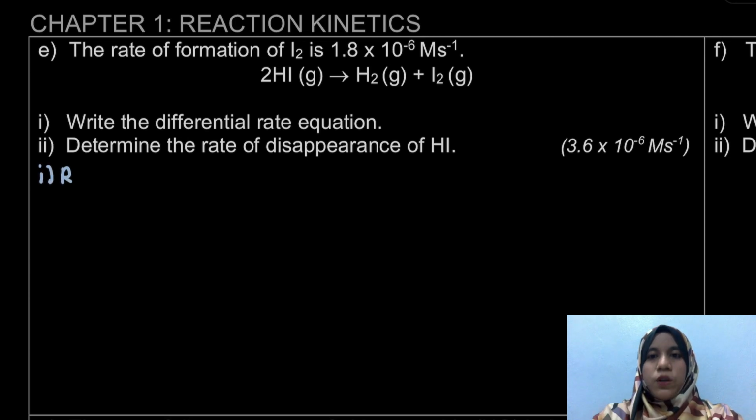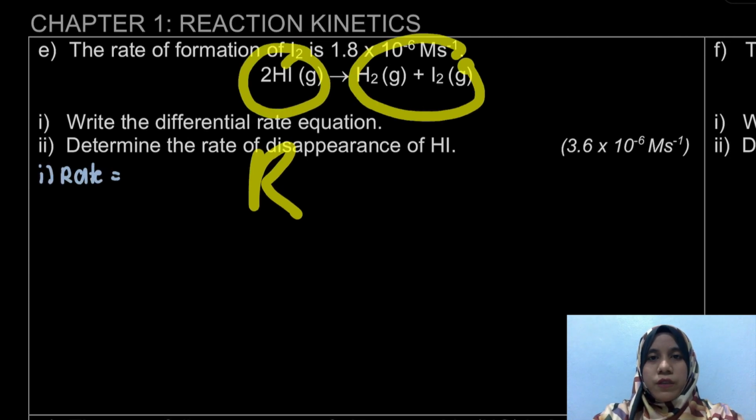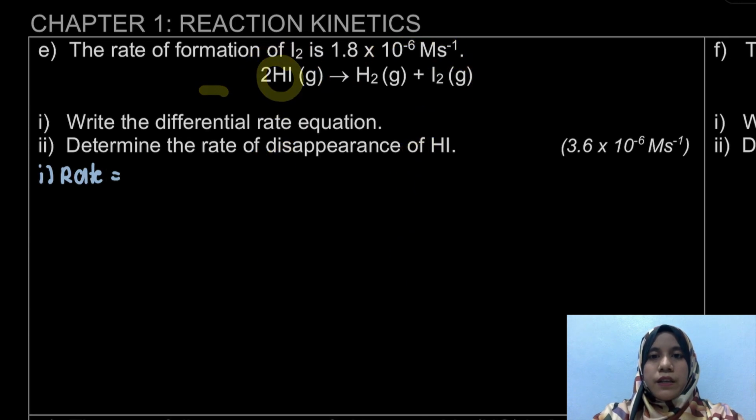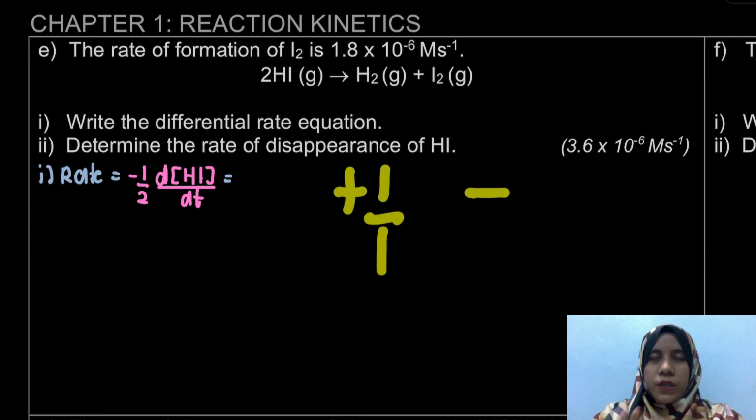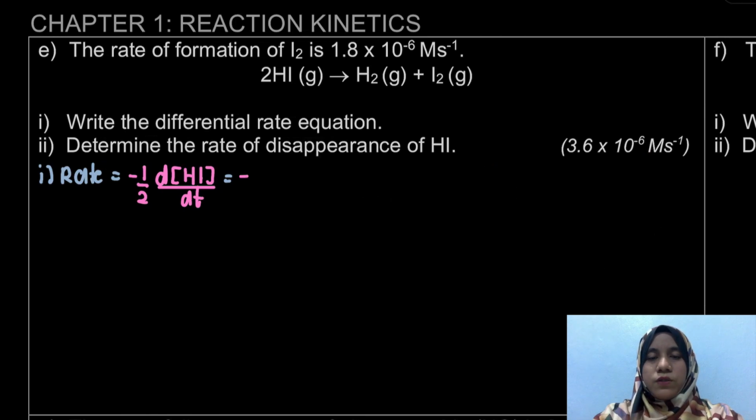Rate is equal to. Based on this equation itself, we have our reactant and product. Reactant is negative, and because we have 2, it will be negative 1 over 2 dHI over dt. So this is for our reactant. Then we have to equal it to the rest of our species, which is our product. It must be a positive sign, so you could write 1 over 1, or only positive one, it's fine. So dH2 over dt, then we have another one, which is I2, so we write positive dI2 over dt. So that is our differential rate equation.